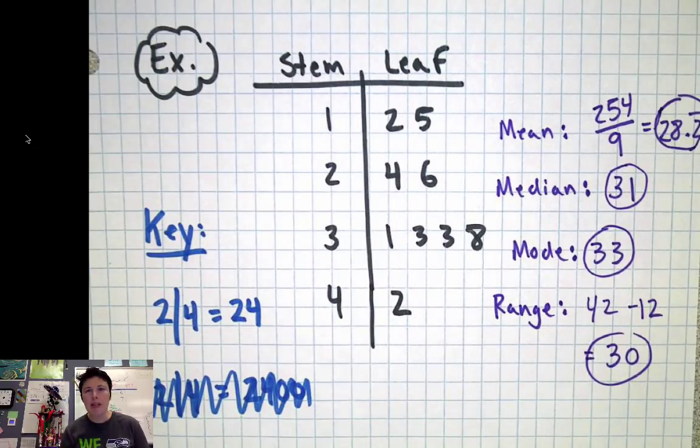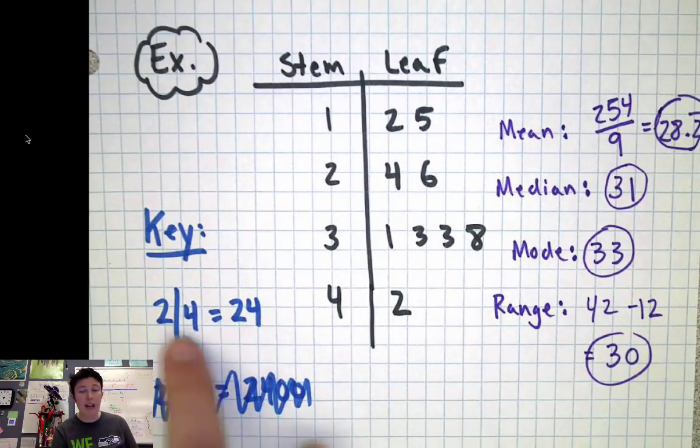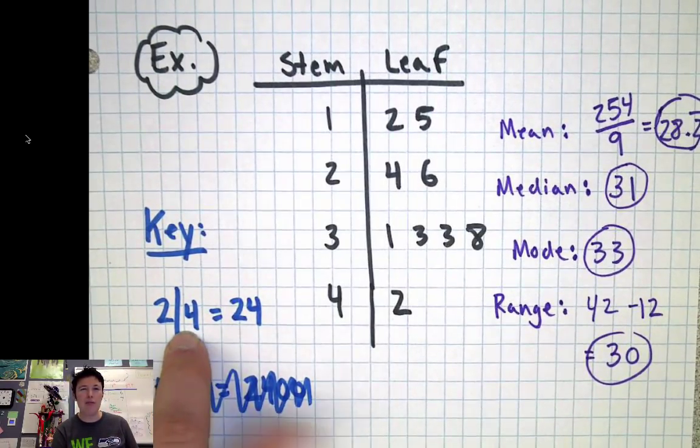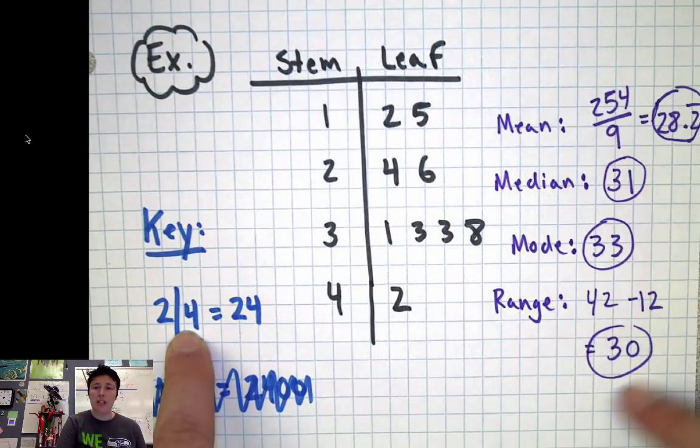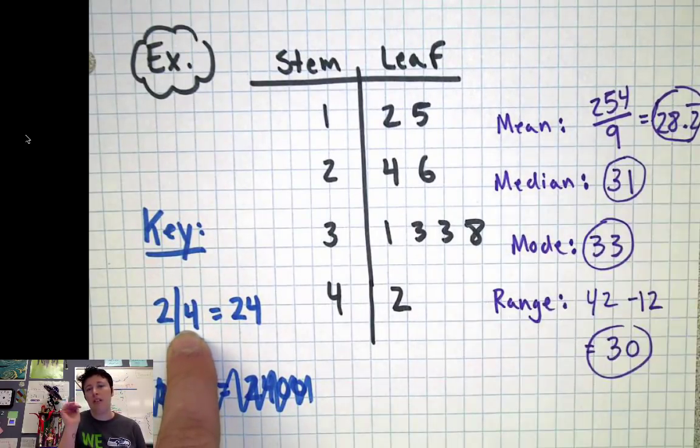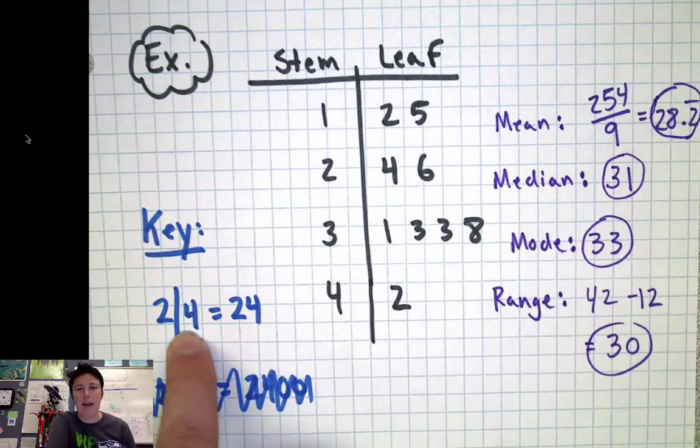So that's the basics of a stem and leaf plot. It's just a way to organize numbers. I think it's really important to note the value of this key, because as you get into the practice problems, you're going to notice that some of the practice problems, the numbers don't represent 24. They are things like 2,400 or 24,000, and that changes everything over here because you've got to make sure you reflect those numbers in your measures of center. So just be really careful about that.